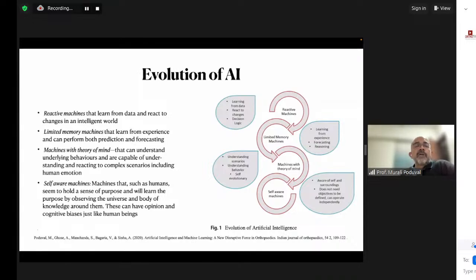So what lies in between are limited memory machines that learn from experience and can perform both prediction and forecasting, which is achievable today, and machines with theory of mind that can understand underlying behavior and are capable of understanding and reacting to complex scenarios, which also we can achieve to some extent.